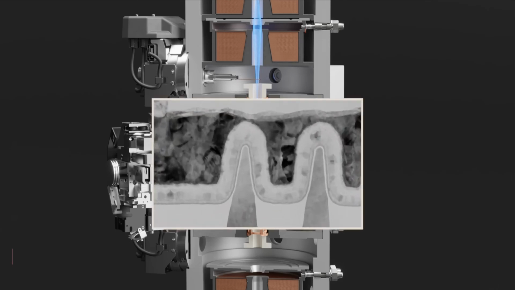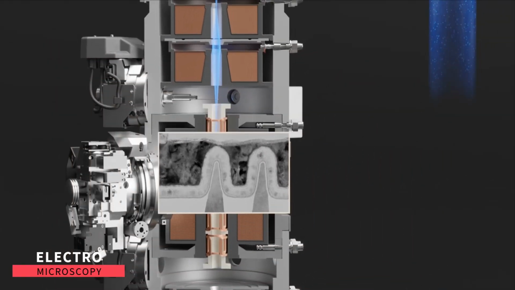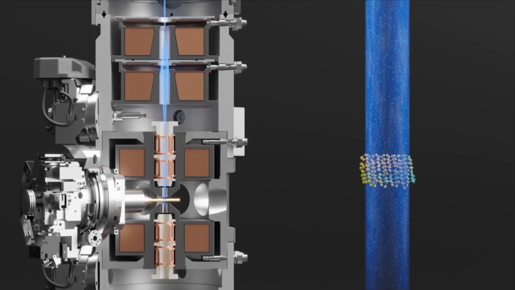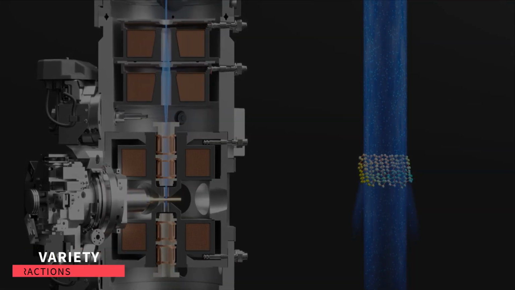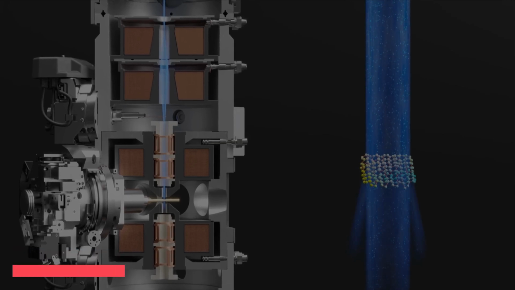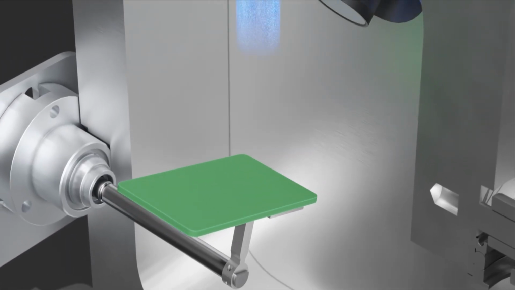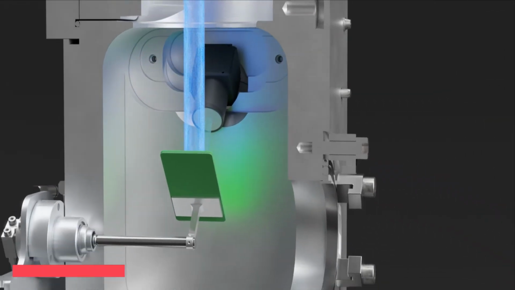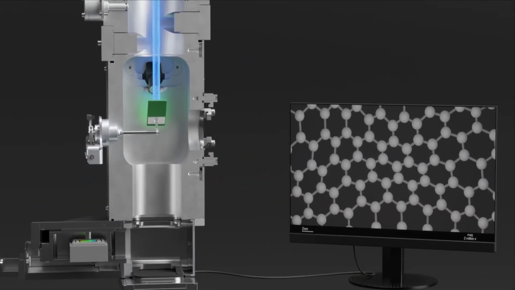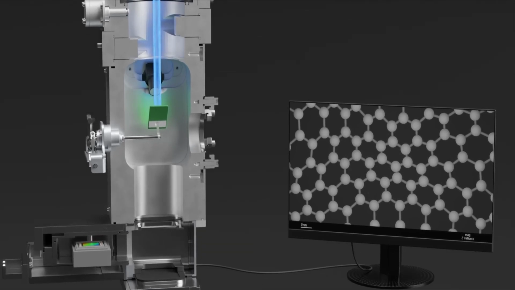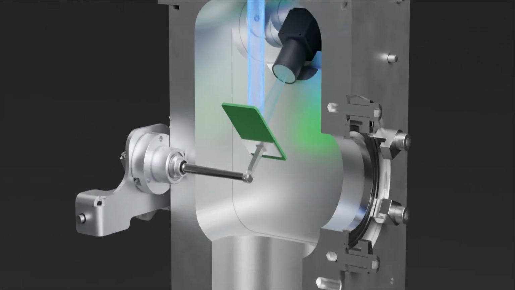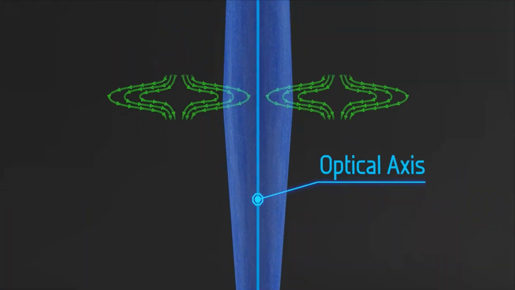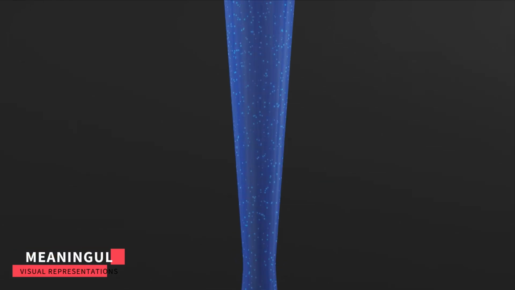But what happens when this beam of electrons interacts with the sample? That's where the true magic of electron microscopy takes place. As the electrons collide with the atoms and molecules within the specimen, they undergo a variety of interactions, including scattering and absorption. These interactions are carefully detected and analyzed by sophisticated sensors and detectors, allowing the microscope to reconstruct a highly detailed image of the sample's structure. But the process of interpreting these interactions is far from simple, requiring advanced computational techniques and algorithms to translate the raw data into meaningful visual representations.